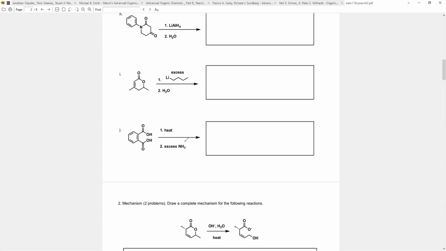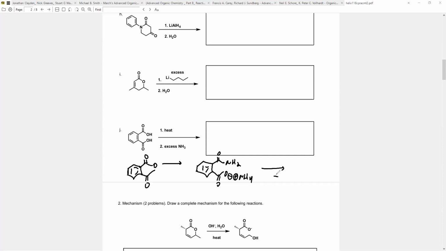All right. Moving on. J, we have this dioic acid or phthalic anhydride. And if we heat up the phthalic dioic acid, we get phthalic anhydride. So this is what we get if we heat it up. And if I react with ammonia and no heat, right, what I'll get is the amide on one side of the anhydride and then the carboxylic acid on the other. Probably the carboxylic salt, really. That's what I should be saying, right?